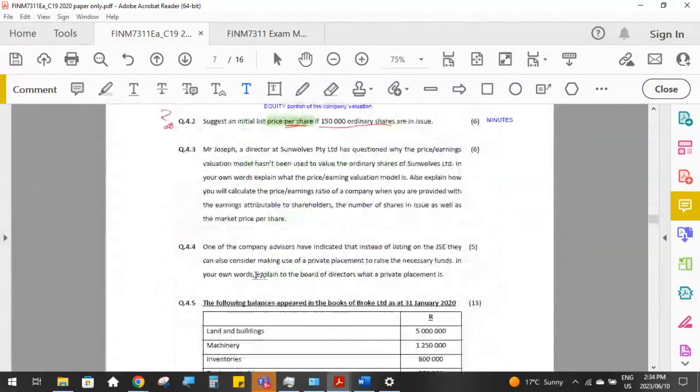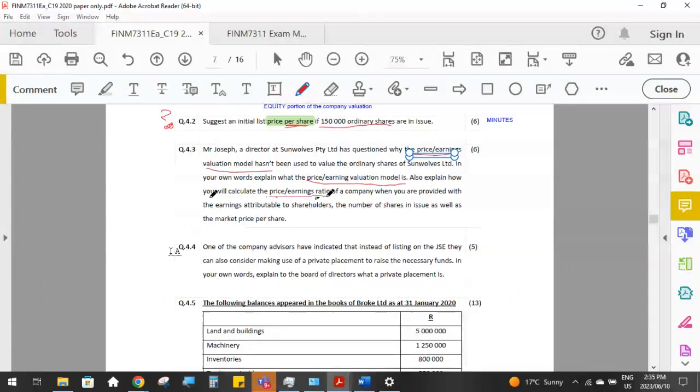Then question 4.3 and 4.4, I'm not going to go through here because those are both theory questions. For 4.3, one of the directors questioned why we didn't use the price earnings valuation model. So in your own words, explain what the PE valuation model is. So a definition of it, how do we calculate it? What's the formula for calculating it? Also explain how you will calculate the PE ratio of a company.